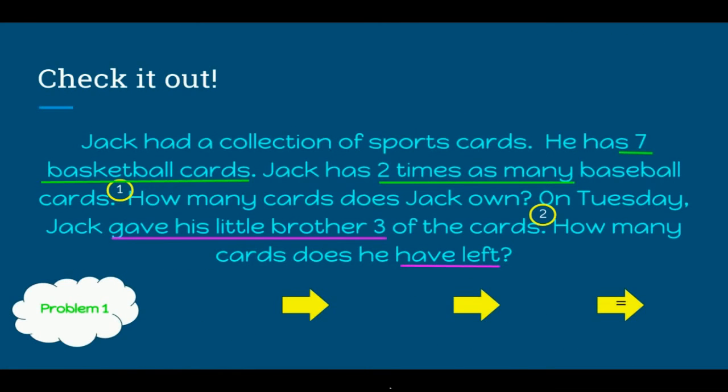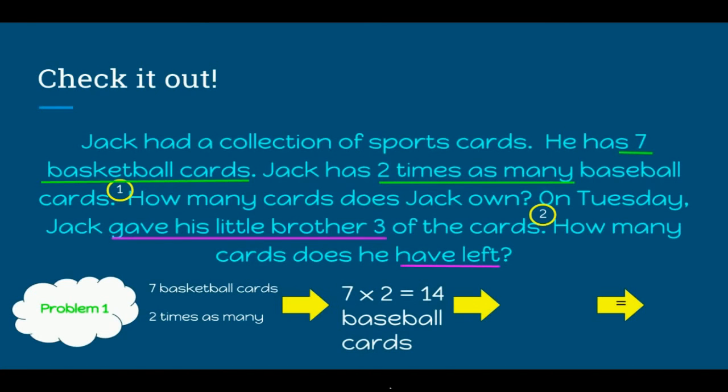So let's go to problem 1. He has 7 basketball cards and 2 times as many baseball cards. That means I multiply 7 times 2 and I get 14. That 14 represents the number of baseball cards, not the total number of cards. He had 7 basketball cards and 14 baseball cards. I can add them together to get a total of 21 cards in all.